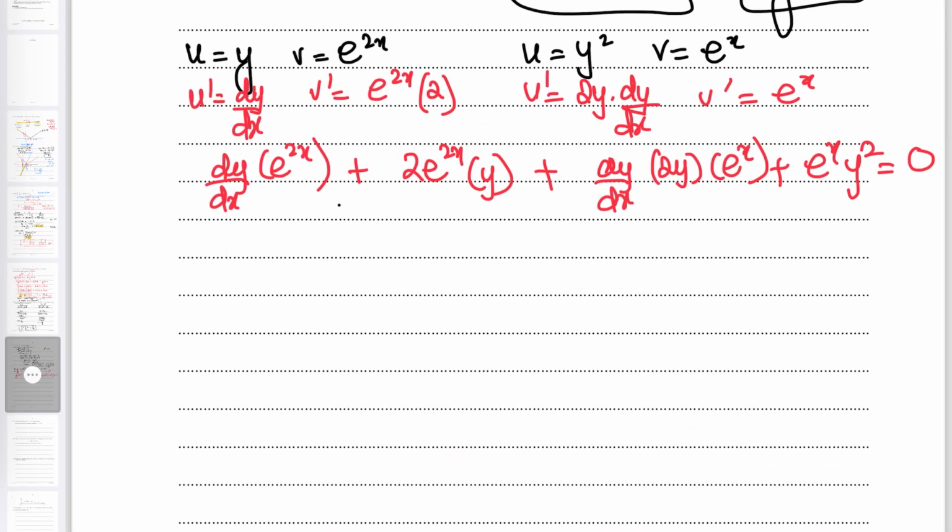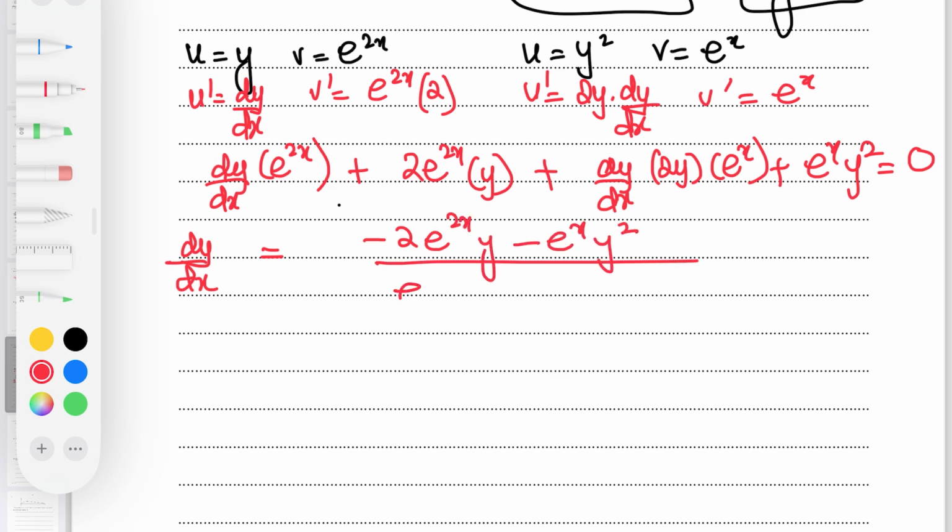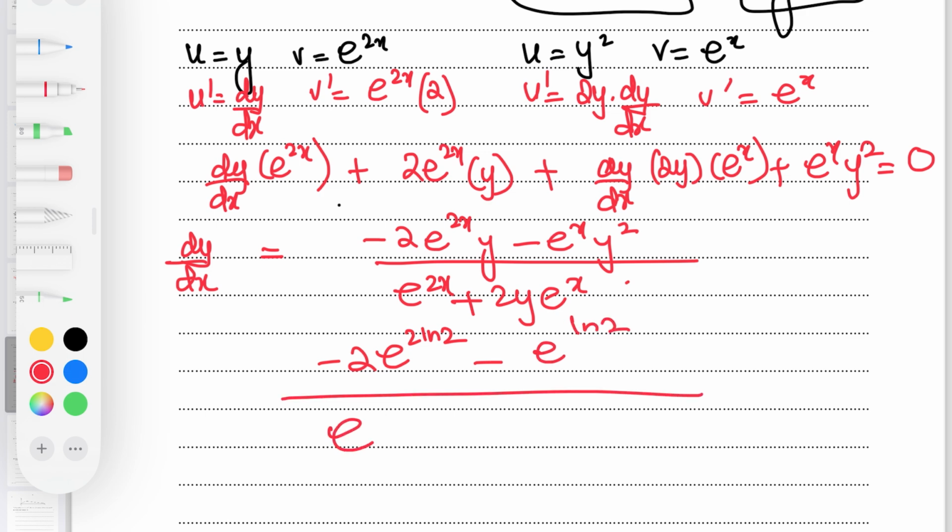Now we have to find out the gradient when y is 1 and x is ln 2. So dy upon dx equals minus 2e^2x y minus e^x y squared, divided by e^2x plus 2y e^x. Let's put in the value. I'm not inputting the y value because that's 1.